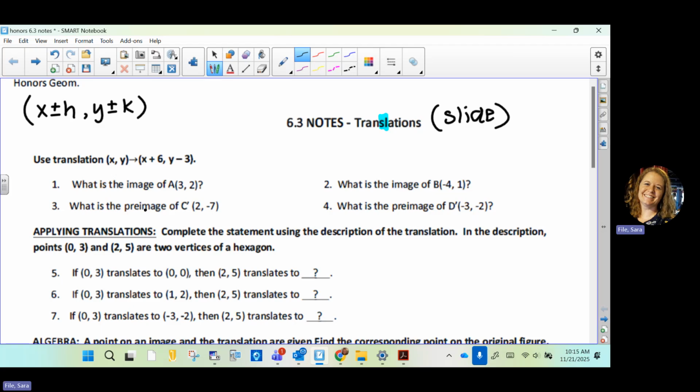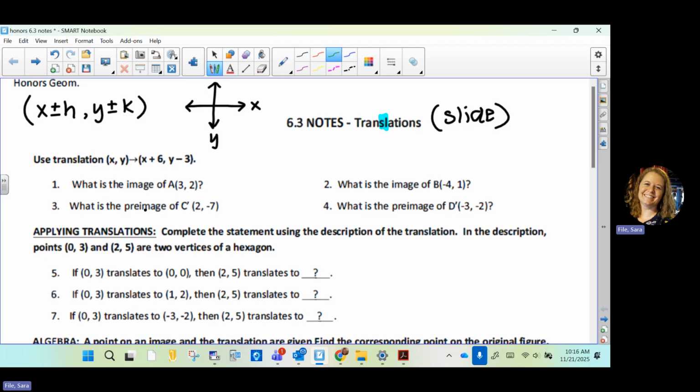We know that the x-axis goes left and right. So if you're adding, you're going to the right. If you're subtracting from x, you're going to the left. The y-axis goes up and down. So if you're adding to the y, you're sliding up. If you're subtracting from the y, you're sliding down. Now you may do both, you may do neither, or one or the other. But let's look at these examples.